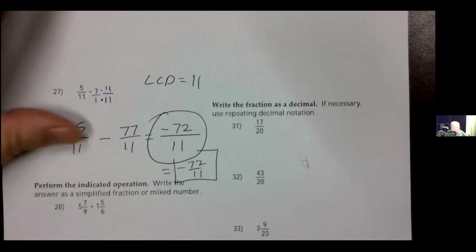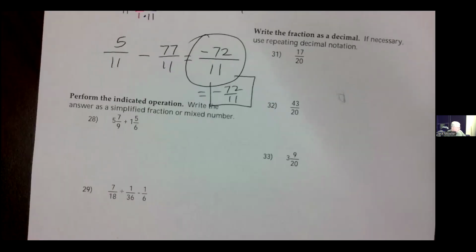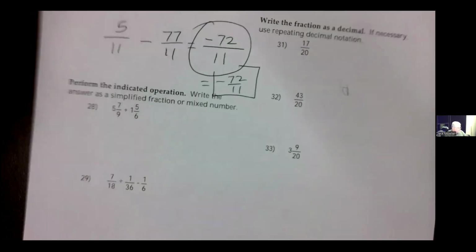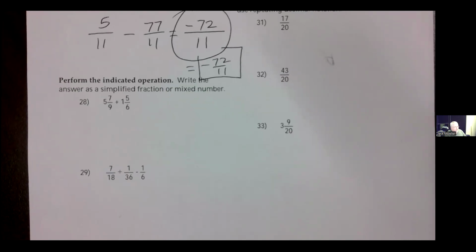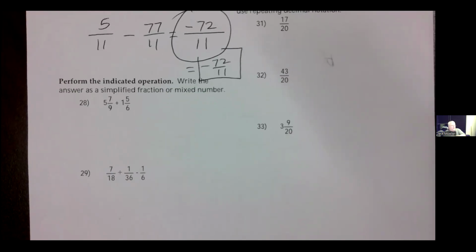So last little bit I want to talk about with subtracting, we're getting close to the end of this, is mixed numbers. So if you look at number 28, 5 and 7/9 plus 1 and 5/6, I'm going to say right now, if you're dealing with mixed numbers and your denominators are different, do not try to add the whole numbers and the fractions separately. Convert them to improper fractions and then deal with the LCD just like we did before.